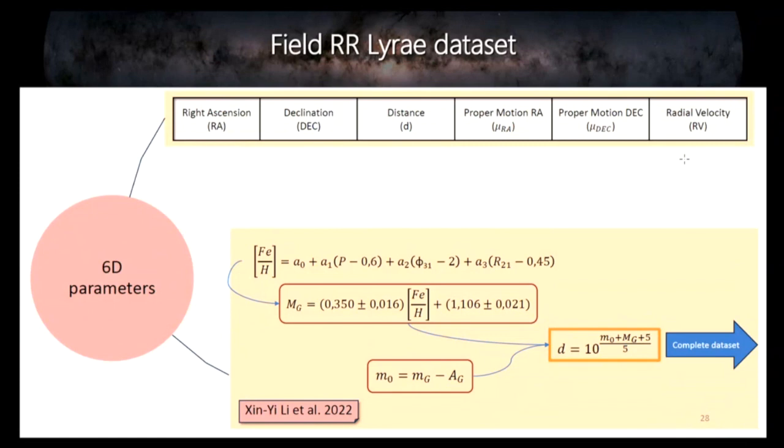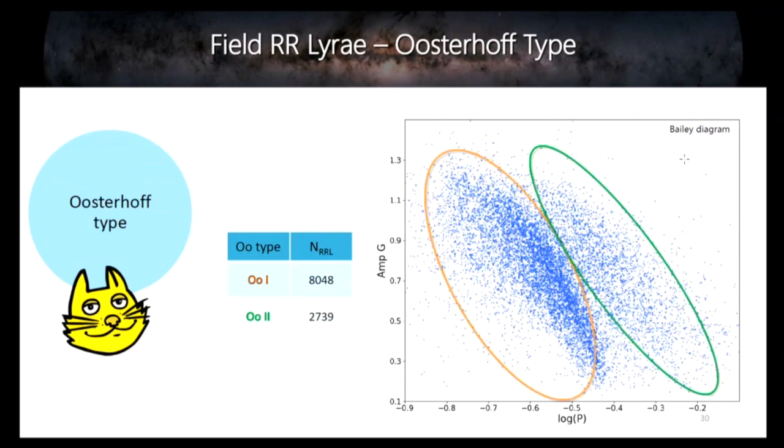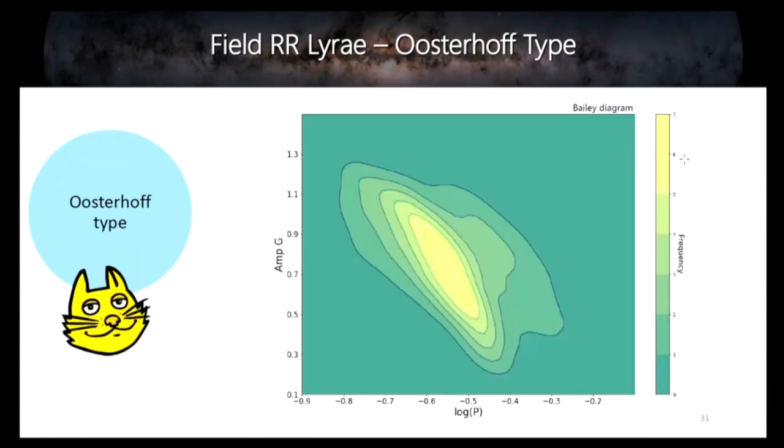and we are able to calculate the integrals of motion. But before, I want to separate my dataset into Oosterhoff types. So in this plot, we can see the Bailey diagram of my dataset, and we can separate this into Oosterhoff types. So I basically labeled the stars inside the green circle as Oosterhoff type 2, because the period is longer than in Oosterhoff type 1. And I want to show just the density plot so that the separation between the two regions is more clear.